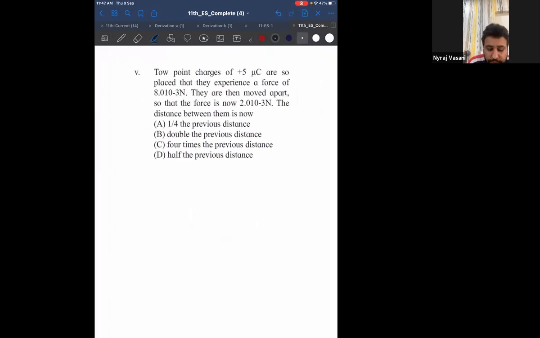Start with this question. In this question, this is nothing but 8 into 10 power minus 3. And this is nothing but 2 into 10 power minus 3. Okay, they have made a print mistake. This is 8 into 10 power minus 3. And this is 2 into 10 power minus 3. Start.